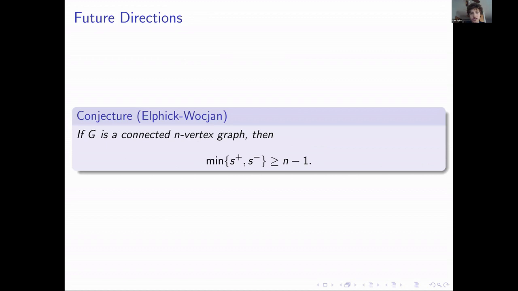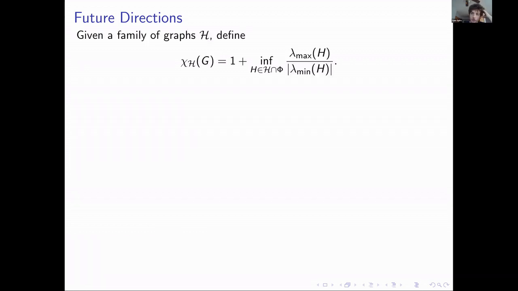Another thing I'll mention is the conjecture of Alon and Wocjan about s plus and s minus both being at least n minus 1. As I mentioned, our results give some further progress towards this conjecture, but as far as I can tell, it's still very far from being solved. It'd be great if some more significant progress could be made. And the last possible approach I'll mention is a bit more pie in the sky.